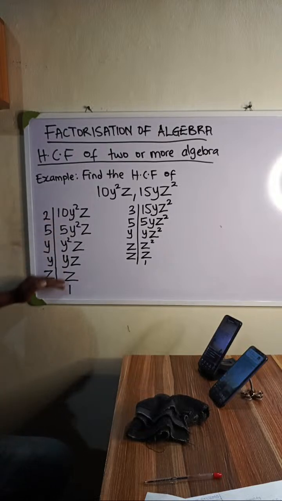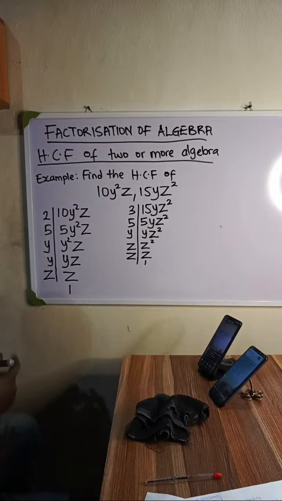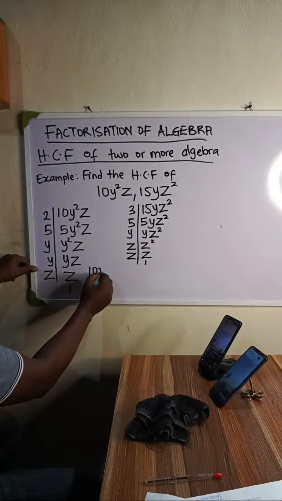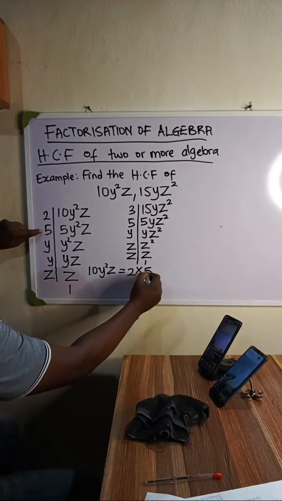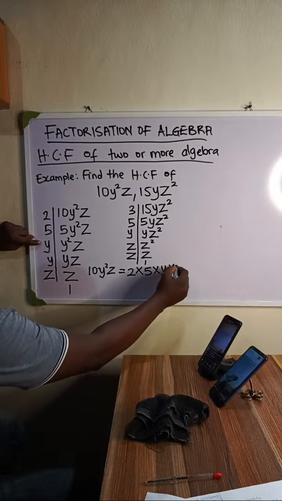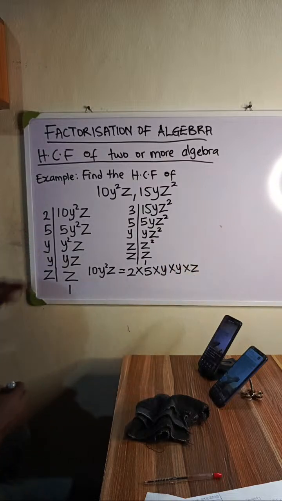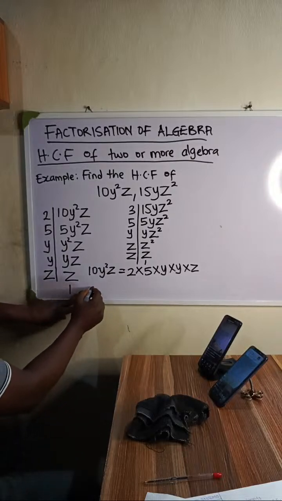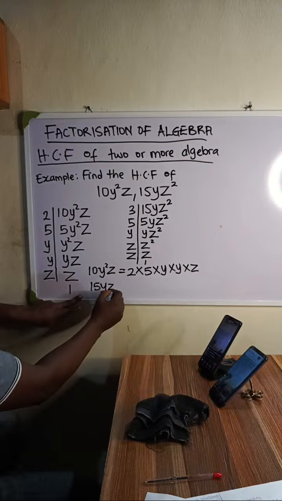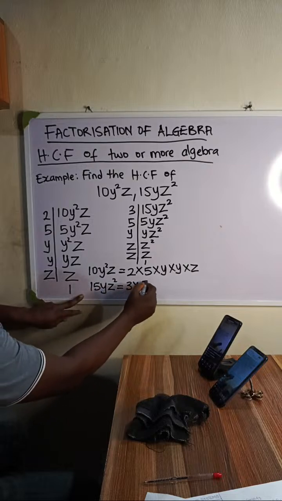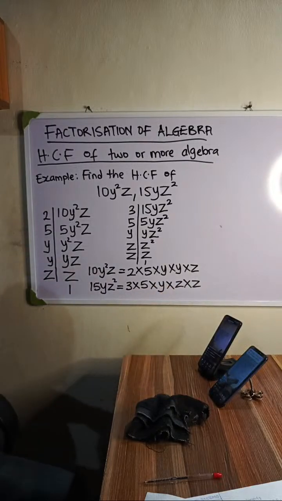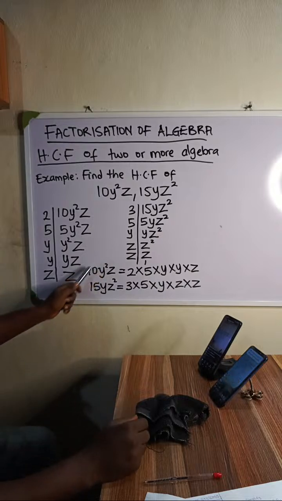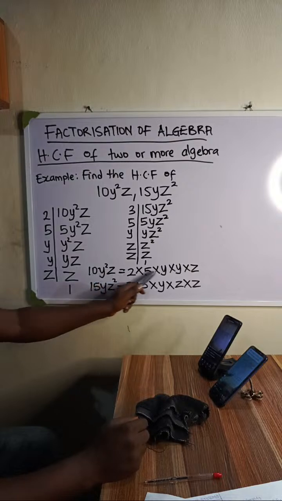Okay, so we have broken down this value, and we have broken down this value. The next thing we are going to do is write down these values. So we know that 10y squared z is equal to 2 times 5 times y times y times z. And also 15yz squared is equal to 3 times 5 times y times z times z. So we've written down these algebras in their expanded form.